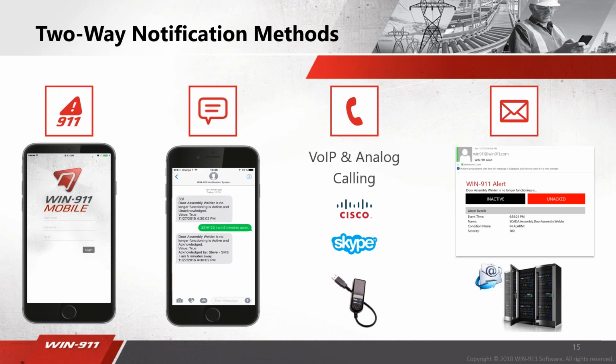Last one is email. This is a two-way email notification. So we'll send email out and you can reply to it to acknowledge alarms. We send mail through an SMTP server, and we receive mail through either POP or IMAP servers. I had said this was a two-way notification method, but all of these are two-way notification methods. They all give you the ability to acknowledge alarms. They all give you the ability to request alarms and request reports. So those are our notification methods.